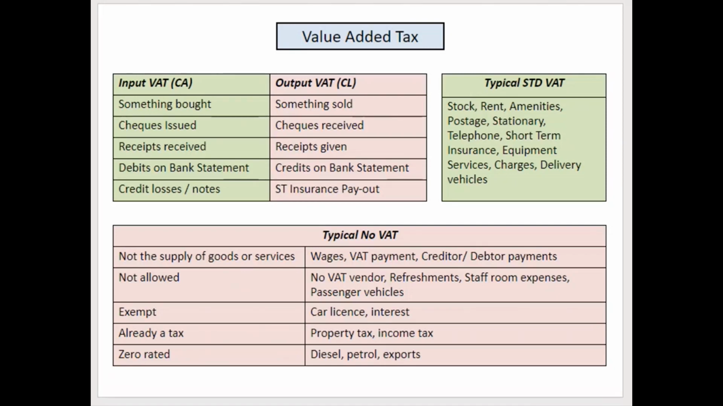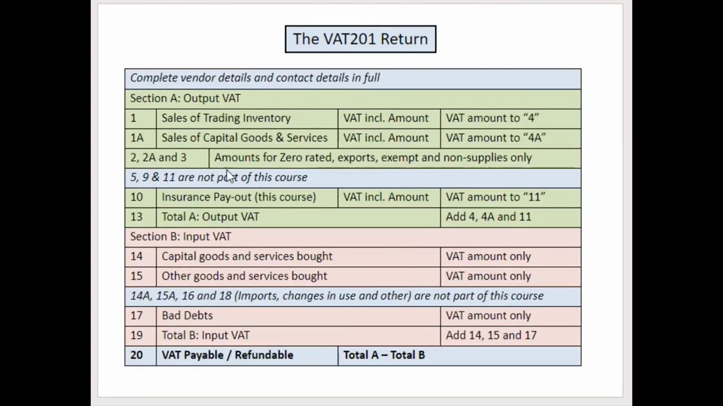Now let's have a look at the VAT 201 return. This is not the VAT 201 return. I think in your assignment 3, those of you that are far enough to get to assignment 3, when you download it, the VAT 201 is in there. But this slide tells you where to post the things on the VAT 201. So if you see a 4 or a 4A or 11 or 15 or 17 on the VAT 201, you can come back to the slide and say, this is where I'm going to post it.